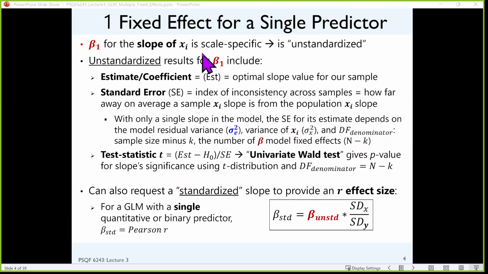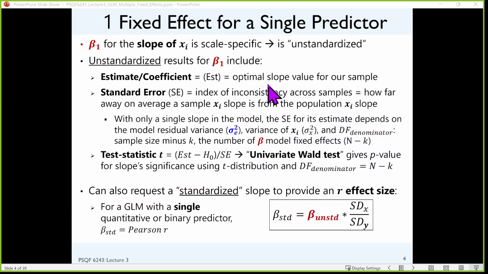What we have is a slope. The word for it is unstandardized, meaning it's in the scale of the original variables, and you have to know what those units are in order for the slope magnitude to make sense. So we have results for this that include the estimate, otherwise known as the coefficient. Those are synonyms. It's abbreviated EST often.